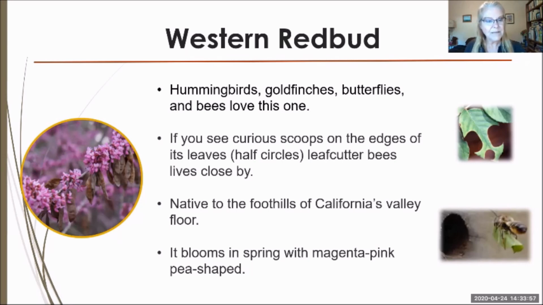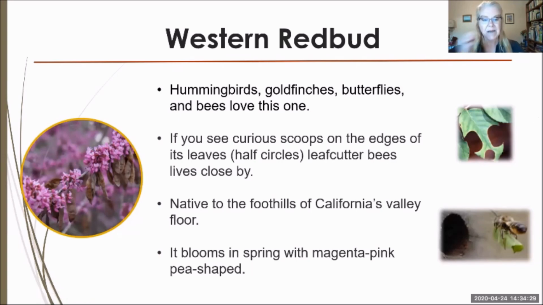What they do is they munch out these little half circles. And if you look at the bottom picture on the right-hand side, you see this bee is carrying it to its nest. So this could be in some sort of wood or your bee barn or something like that. And it's really cool. Basically what they do is they use it like wallpaper for their babies. Okay, so this is native to the foothills of California.